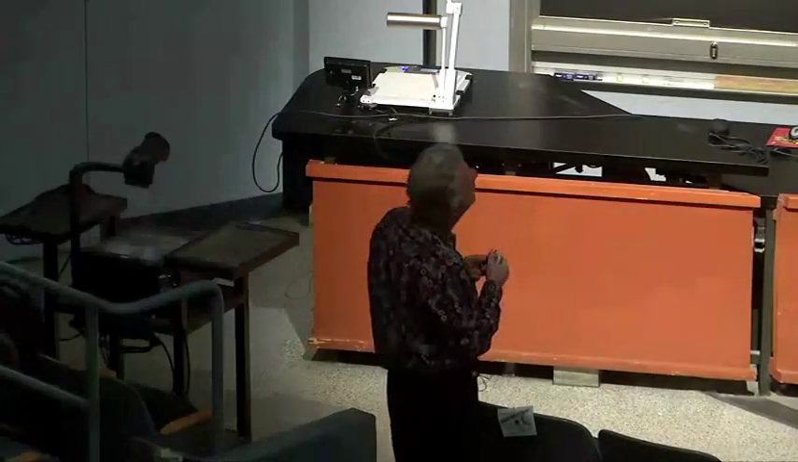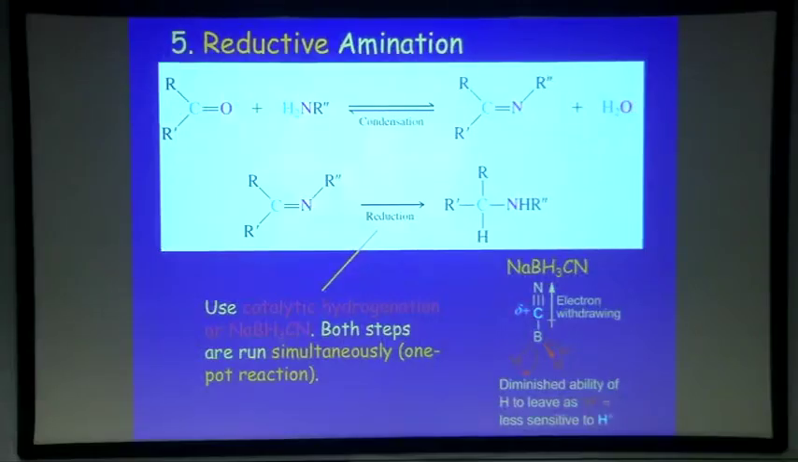so slightly below 7, okay, then the imine gets protonated under these conditions. And now we have a charged CN double bond, where this blue carbon is now more blue than this blue carbon here, and the sodium borohydride therefore should selectively reduce this guy.